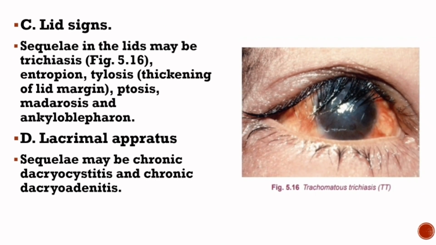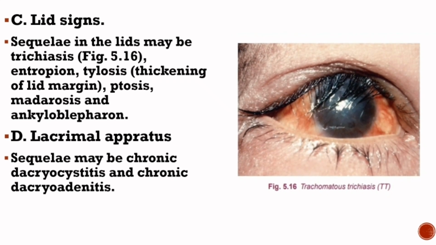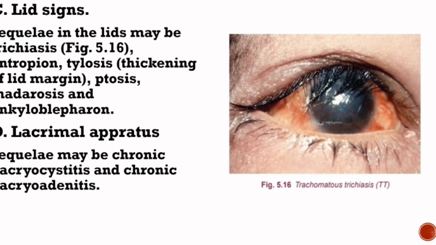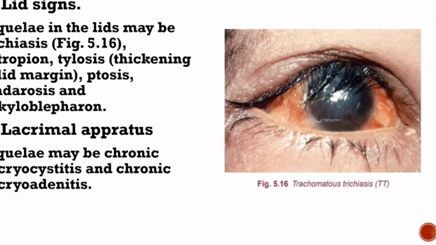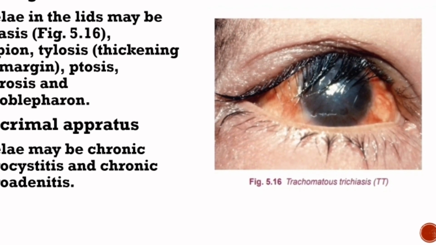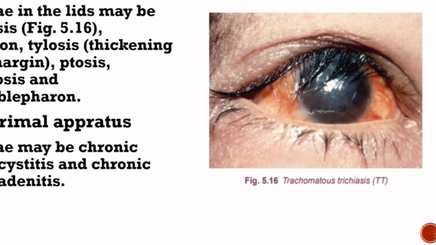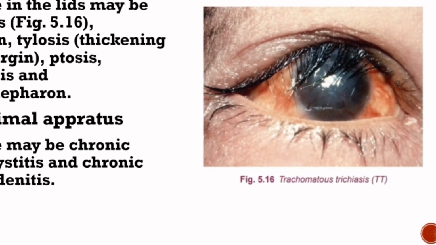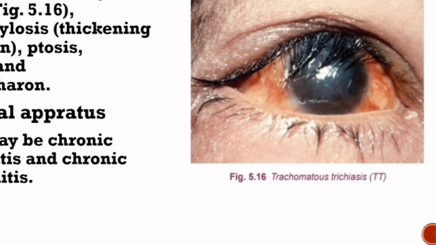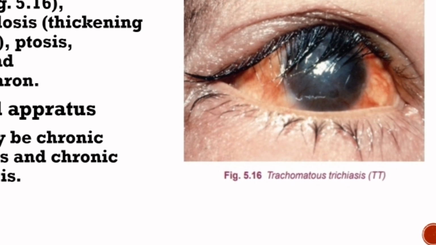C. Lid signs. Sequelae in the lids may be trichiasis, entropion, tylosis, that is thickening of lid margin, ptosis, madarosis, and ankyloblepharon. D. Lacrimal apparatus. Sequelae may be chronic dacryocystitis and chronic dacryoadenitis.